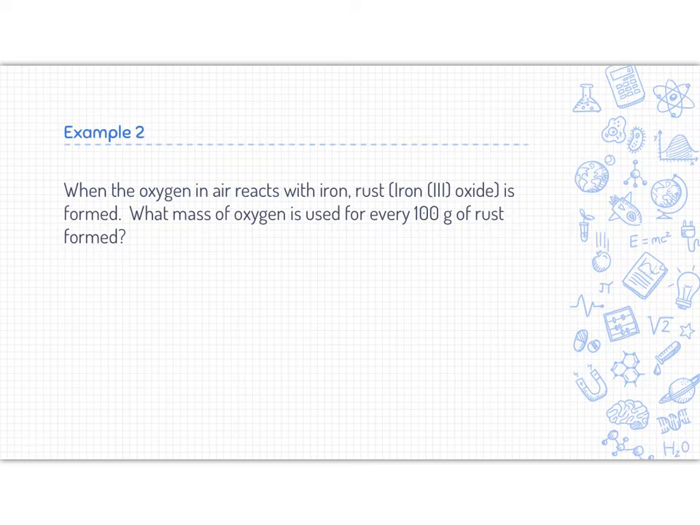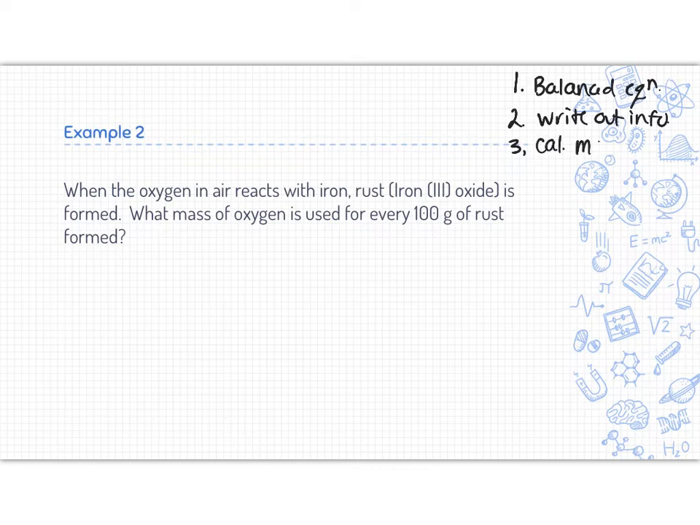When the oxygen in air reacts with iron, rust, which is iron(III) oxide, is formed. What mass of oxygen is used for every 100 grams of rust formed? Our first step, remember, is a balanced equation. The second step is to write out info. The first calculation, or third step overall, is to calculate moles of the known. Then we're going to switch moles, and solve.